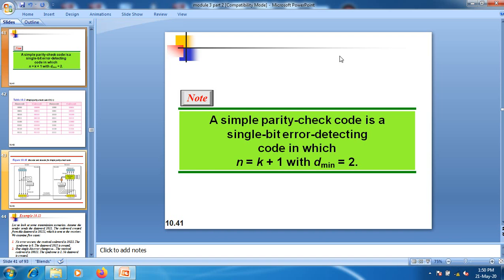In the sense, we are adding one extra bit to the data word so that we can create the code word for that particular data word. That one extra bit is called the parity bit here. And when it comes to this block coding mechanism, this particular scheme has the minimum Hamming distance of 2 here.